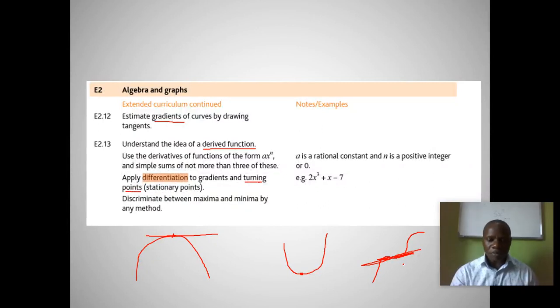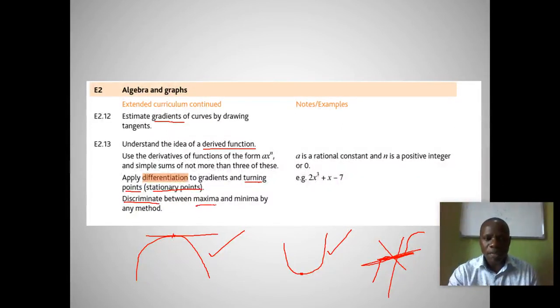But for now, I want you to forget about this. It's not part of the syllabus. We are only talking about the minimum point and the maximum point, which are all stationary points. So we also want to be able to see the difference between a maximum point and a minimum point. How do we tell that this is maximum? How do we tell that this point we've got is a minimum? So we'll use differentiation to get the derived function, which is actually the gradient. So the gradient is the same as the derived function.